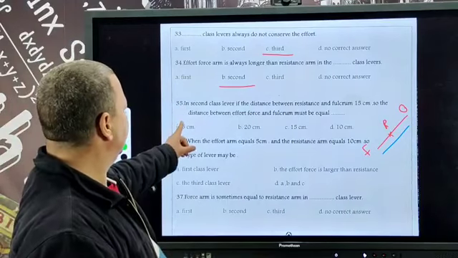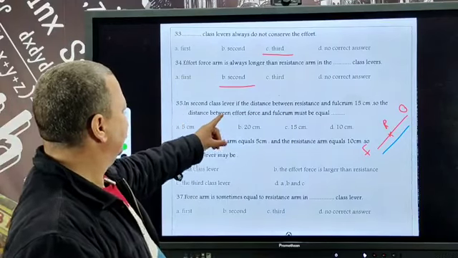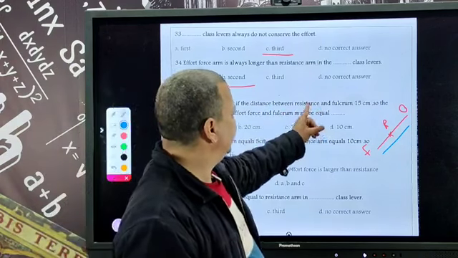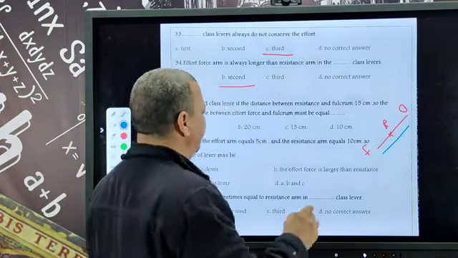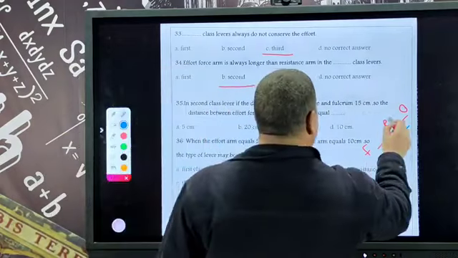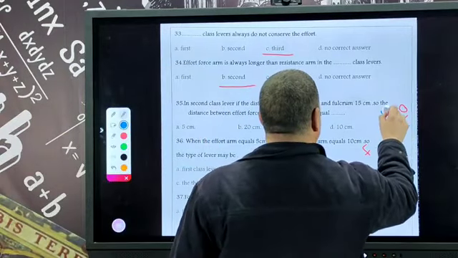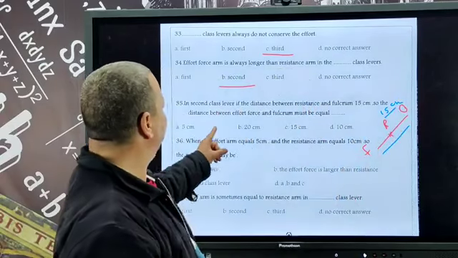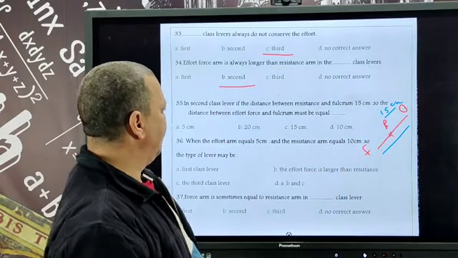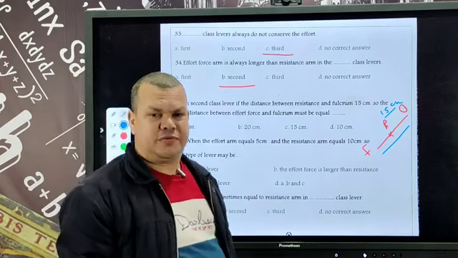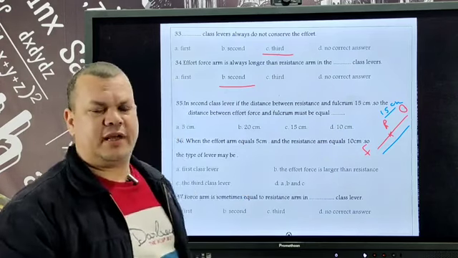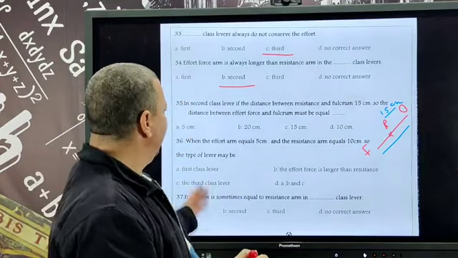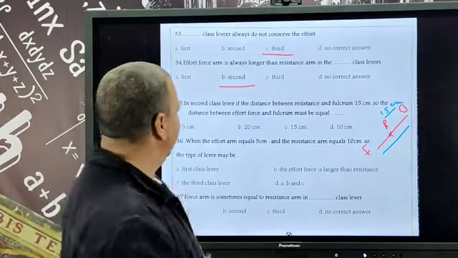هنا بيقول لك in the second class lever if the distance between resistance and fulcrum 15. طبعا resistance and fulcrum اللي هي دي 15 سنتيمتر. So the distance between effort force and fulcrum اكيد طبعا more than 15 اكتر، لان في النوع الثاني دائما الارم اوف فورس is always longer than arm of resistance. ايه الرقم الاكثر من 15؟ بالله عندي 20.